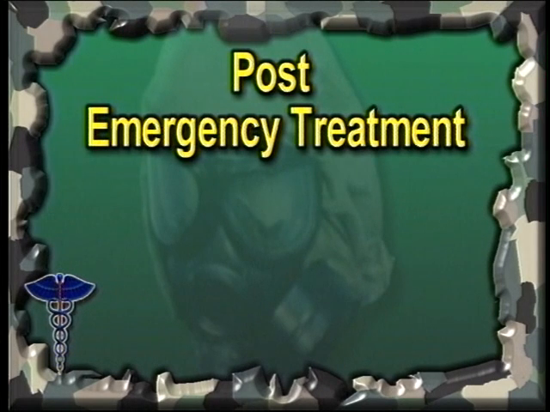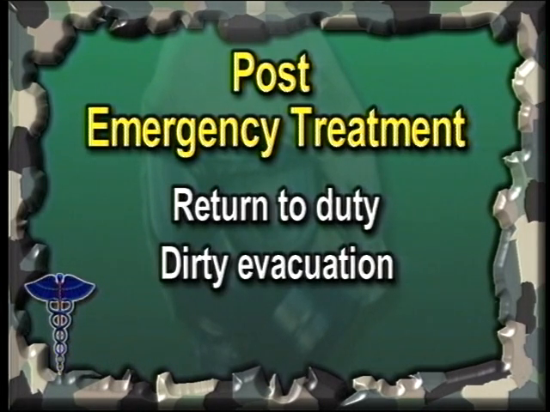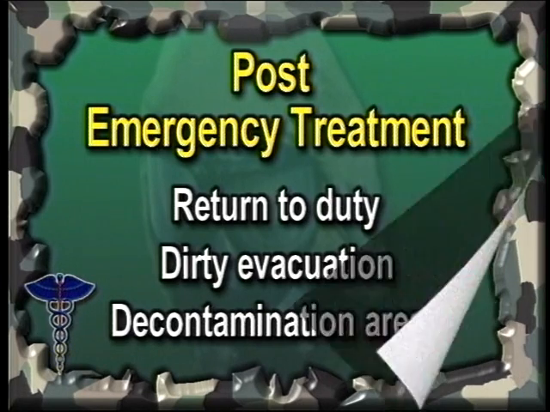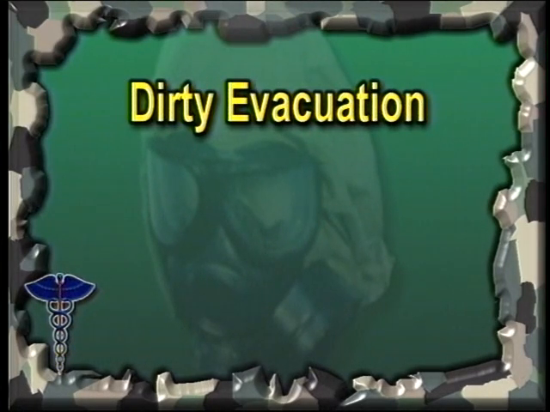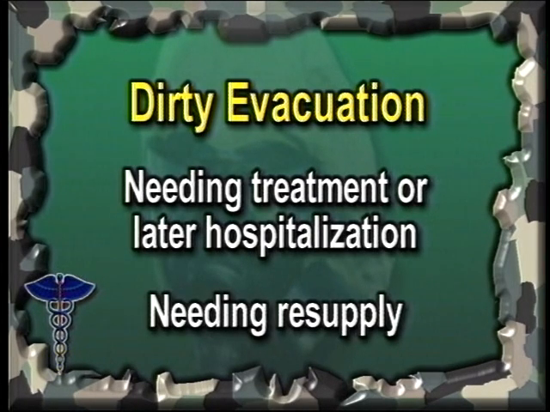After treating the casualty, the emergency treatment provider will send the casualty back to duty, if there's been no violation of his protective encapsulation, to the contaminated disposition area, bypassing the decontamination procedure and clean treatment facility, or to the decontamination area. Casualties who would be sent to the contaminated disposition area for dirty evacuation are those who need treatment or hospitalization later, but do not need immediate care, and those who need resupply at their unit. These will be evacuated in the contaminated evacuation vehicle.